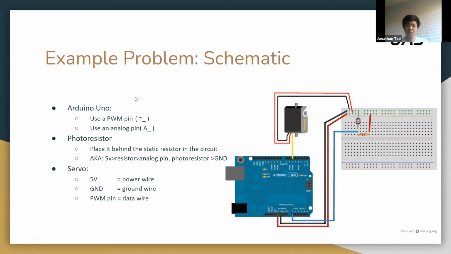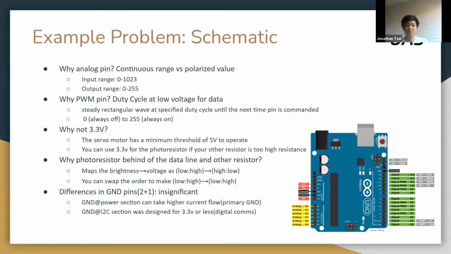Okay, so now that you have a basic understanding of how to attach them to the Arduino, here is an explanation of each of the parts. So why do we need an analog pin? The analog pin helps us out because a digital pin is a polarized value, right? So 0 or 1, high, low, you name it. Whereas in the case of the photoresistor, we want to measure a value between, okay, is it 0 volts, 5 volts, or somewhere in between?